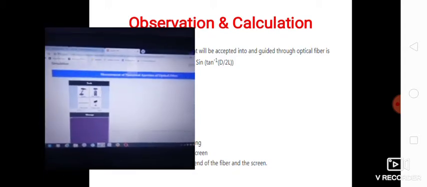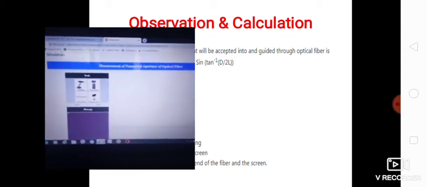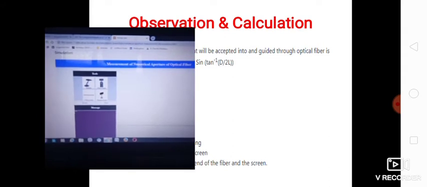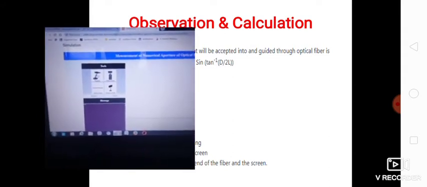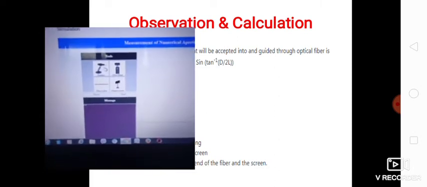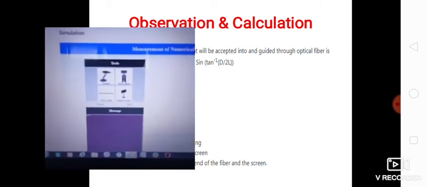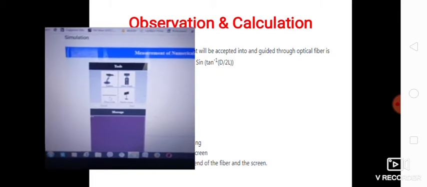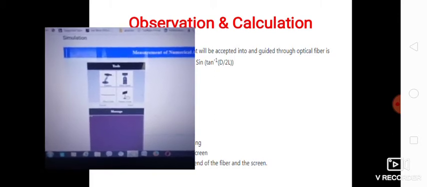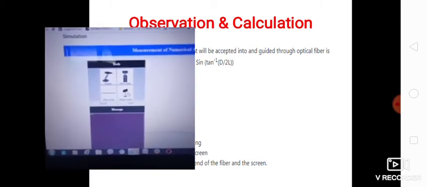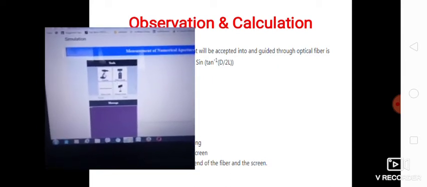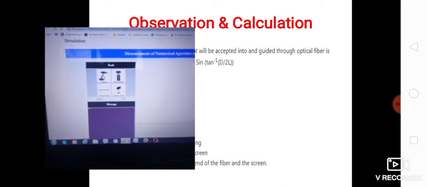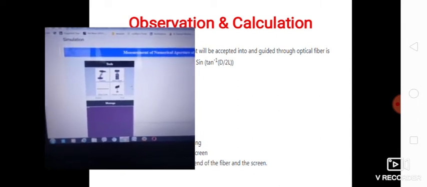So here you can see the measurement of numerical aperture of optical fiber. Four things are given there. You can see the emitter, the fiber stand, then the fiber, and a plate which we are discussing, on which the light will be projected. So the experiment is very simple. Let me select the emitter first. You just have to click on it.